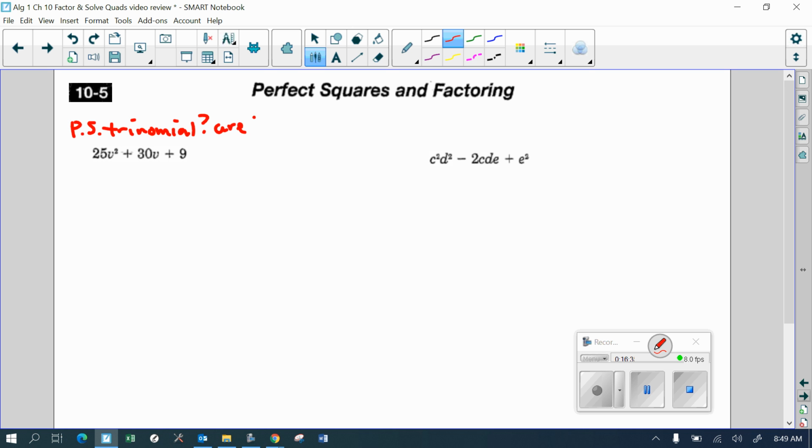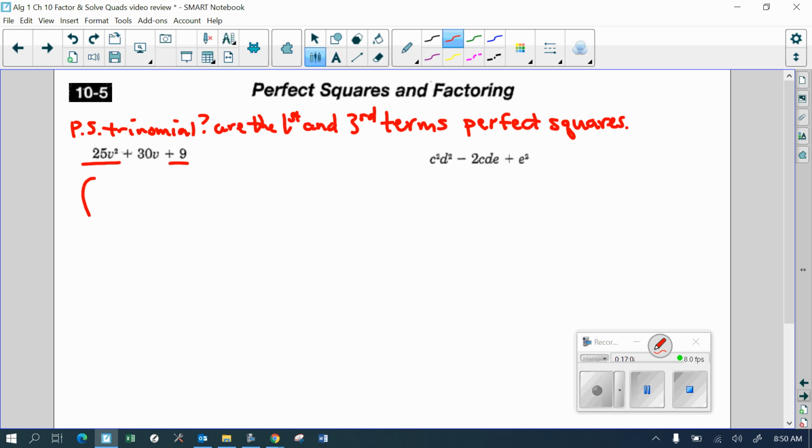Are the first and third terms, or in this case, the first and last, perfect squares? That's the question you ask yourself. Anytime you see a trinomial you're asked to factor, this is the very first thing you're going to ask. Is 25v squared a perfect square? Yes, it is, 5v. Is 9 a perfect square? Yes, it is, 3. That's basically almost going to guarantee you it's a perfect square trinomial.